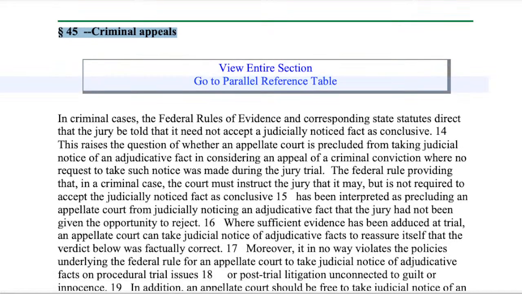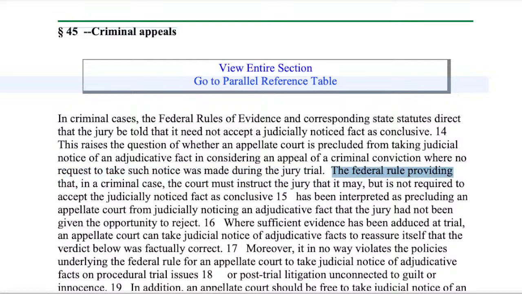Let's continue here on criminal appeals. In criminal cases, the federal rules of evidence and corresponding state statutes direct that the jury be told that it need not accept a judicially noticed fact as conclusive. This raises the question of whether an appellate court is precluded from taking judicial notice of an adjudicative fact in considering an appeal of a criminal conviction, where no request to take such notice was made during the jury trial.